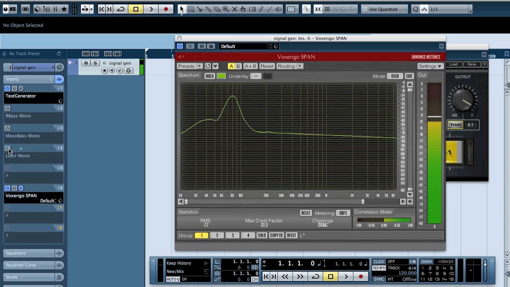Okay, I hope this explained the difference between RBass, MaxxBass and LoAir to you.